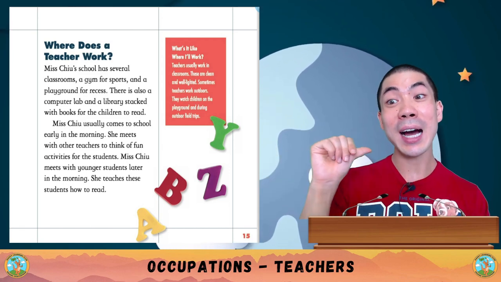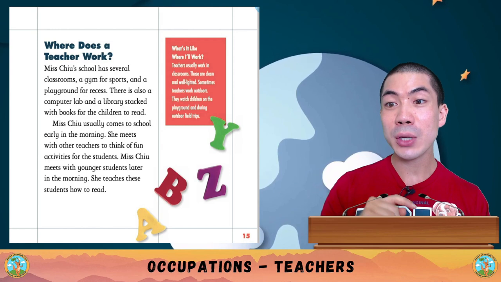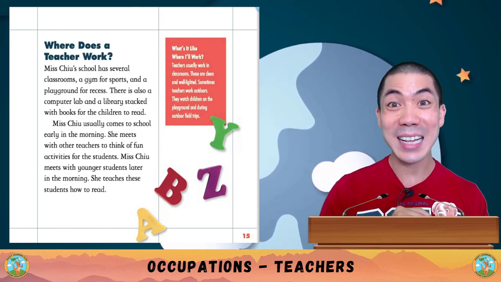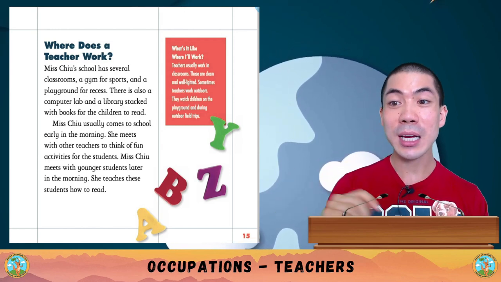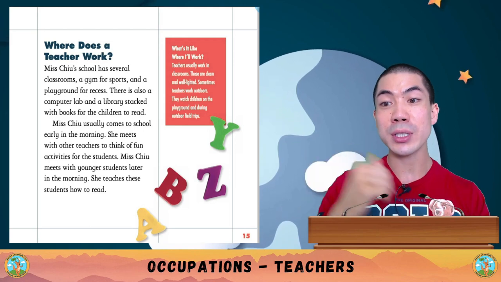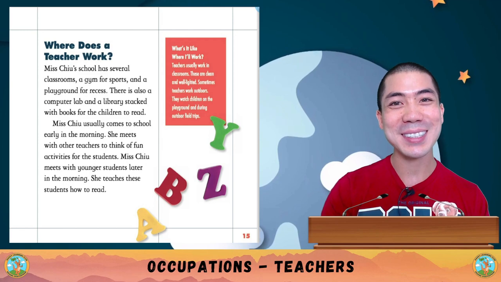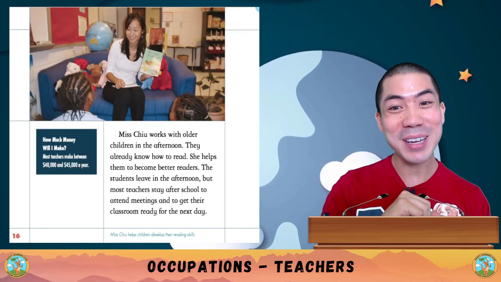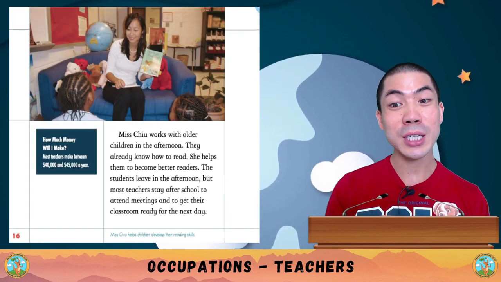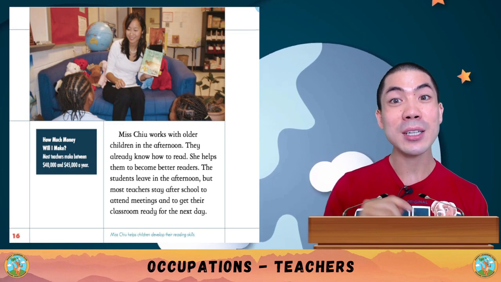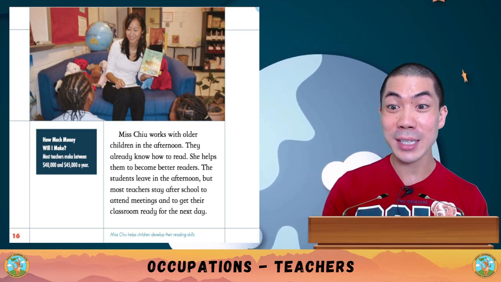What's it like where I work? Teachers usually work in classrooms. These are clean and well lighted. Sometimes teachers work outdoors. They watch children on the playground and during outdoor field trips. Ooh, how much money will I make? In America, most teachers make between $40,000 to $45,000 a year.